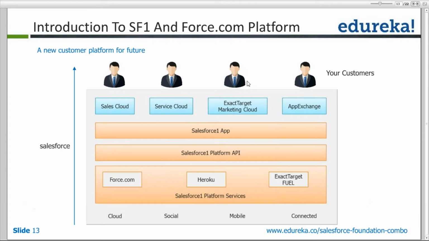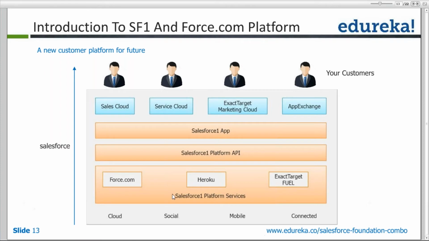So if you can see, as I said a little while ago, you have a sales cloud, service cloud, and a marketing cloud as part of the Salesforce, and also App Exchange. This is nothing but the online marketplace, just like you have the Google Play Store and App Store in case of iOS. And these are the mobile apps, the mobile version of Salesforce, Salesforce 1 app and the Salesforce One platform API. And just like you have force.com, you also have Heroku and ExactTarget Fuel. But we'll be seeing the force.com.